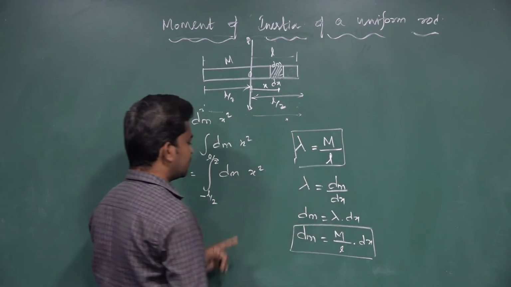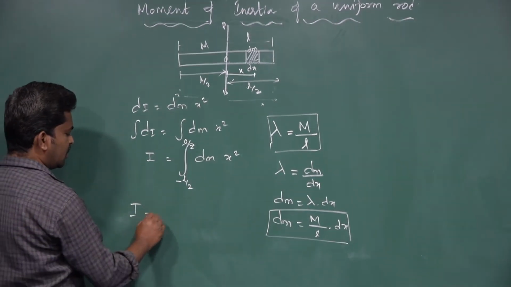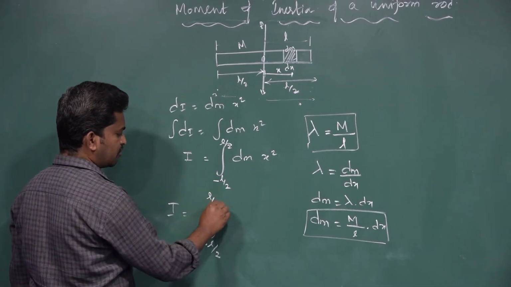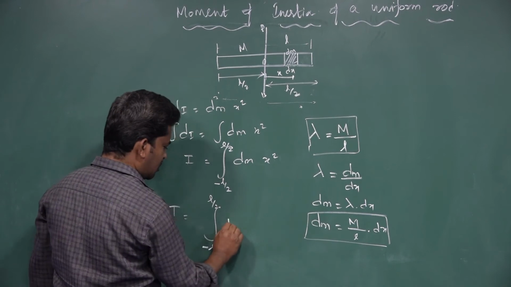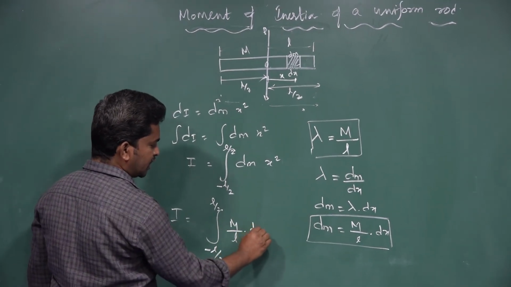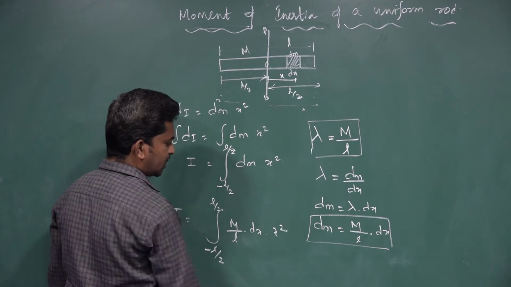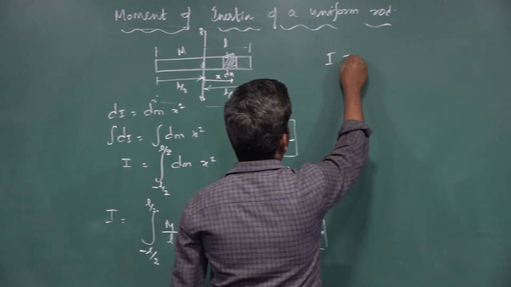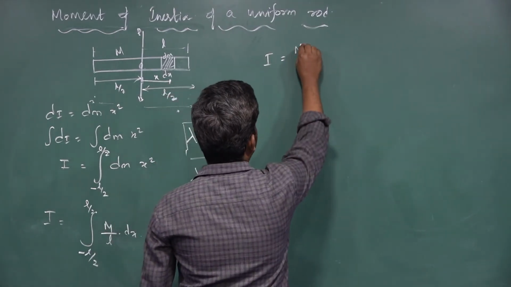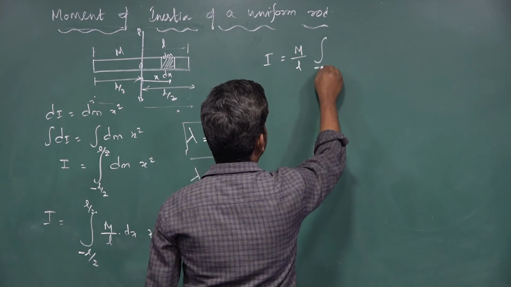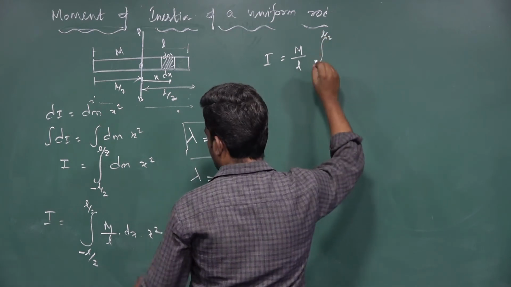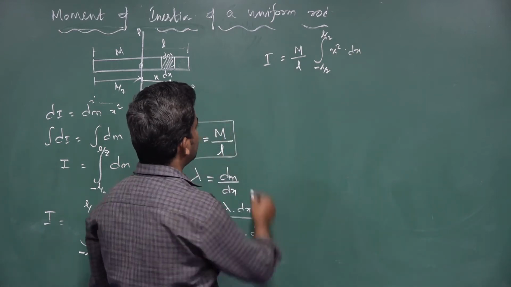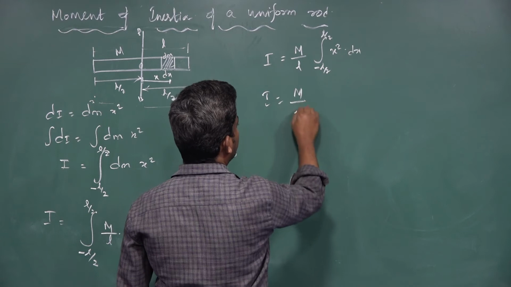So substitute the dm value: I is equal to the integral with limits minus L by 2 to positive L by 2. So dm is equal to mass by length into dx, into x square. So we get the final value: the moment of inertia of the uniform rod, I, is equal to mass by length, which is a constant, times the integral from minus L by 2 to positive L by 2 of x square dx.